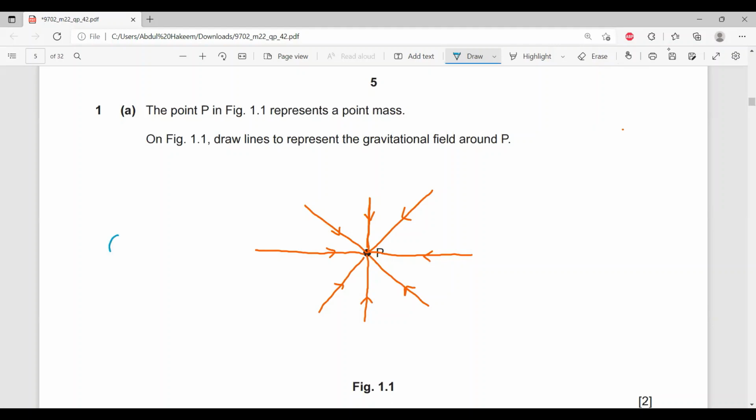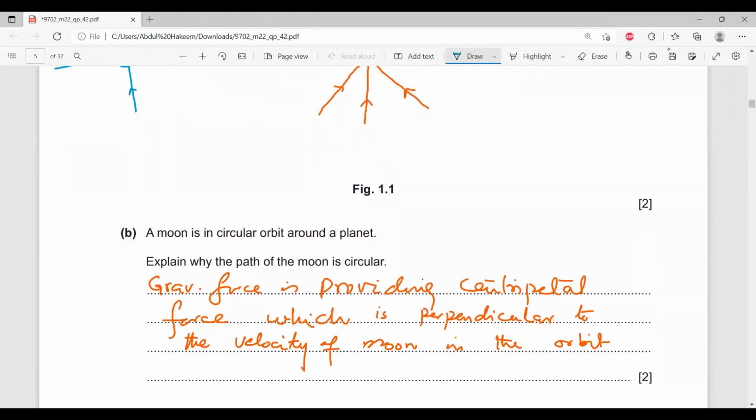Suppose this is the sphere, and we have to draw at least 4 lines like this, equally spaced. The gravitational field is attractive, so we will draw arrows towards the center of the sphere. You can draw 4, 6, 7, 8, 9, 10, it's up to you, but 4 are sufficient.